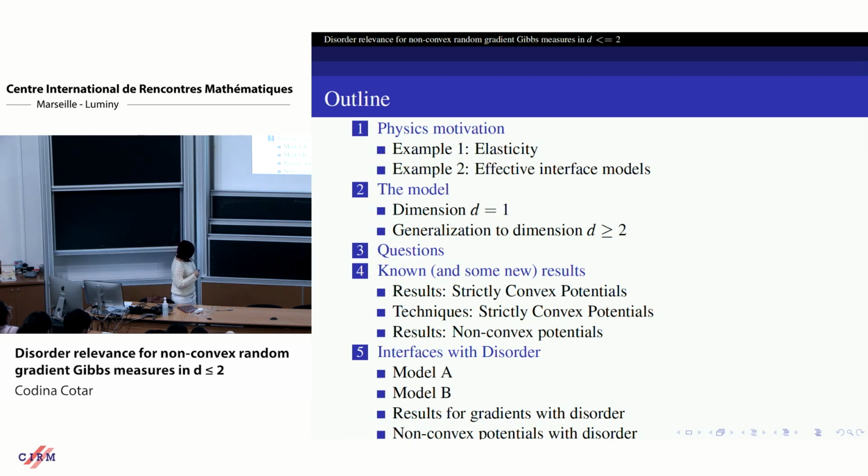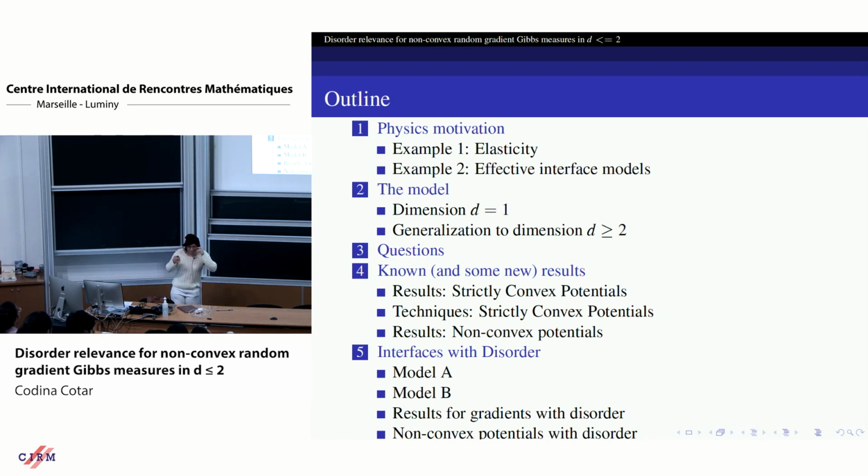Then I will gently describe how the model works, first in dimension 1, where things are kind of simple to see, and then how things generalize to higher dimensions. I'm going to discuss a bit about the kind of questions that we care about in these models, whether or not we have disorder in them.